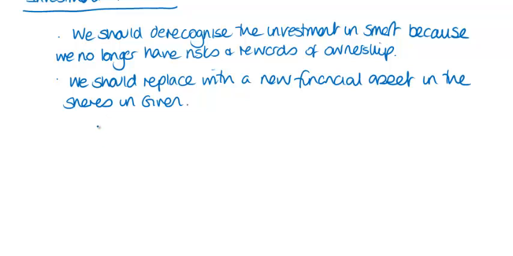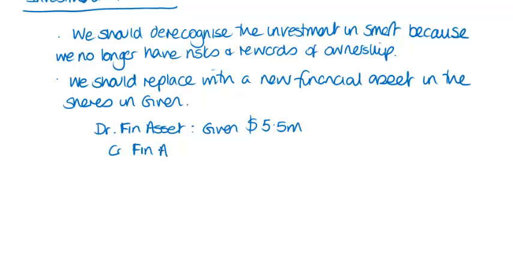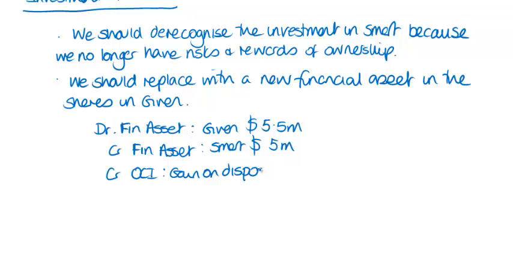So what I'm going to do is I'm going to debit financial asset Given 5.5 million. I'm going to credit financial asset Smart 5 million, and we have made an election to take gains and losses to OCI. So let's credit OCI with our gain on disposal of 0.5 million.